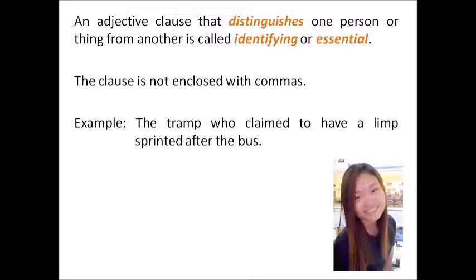Next, an adjective clause that distinguishes one person or thing from another is called identifying or essential. The clause is not enclosed with commas. For example, the tramp who claimed to have a limp sprinted after the bus. This sentence does not have commas because the adjective clause who claimed to have a limp is essential to identify the tramp. It is the information that we need in order to understand who or what is being referred to. Without the adjective clause, we would not know who the tramp is.